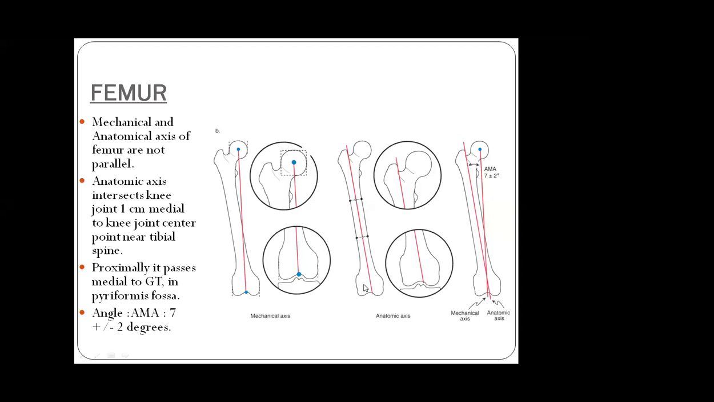Okay, and the angle between the mechanical axis and the anatomical axis of the femur is called the anatomical mechanical axis angle, which is 7 plus or minus 2 degrees. So the anatomical axis is valgus, or lateral, to the mechanical axis.